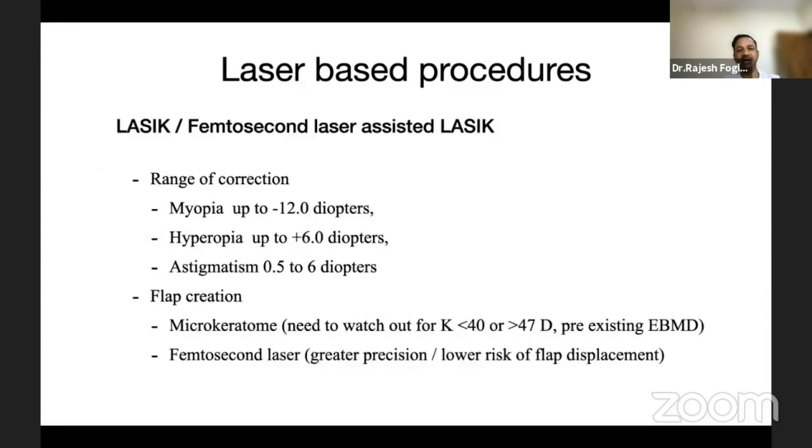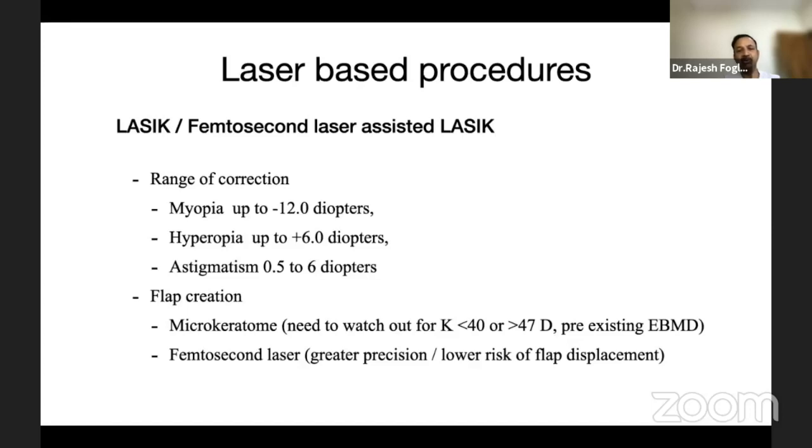LASIK is more acceptable due to the absence of pain post-operatively compared to surface ablation. It can correct a higher range, myopia up to 12 diopters, although in current clinical practice, I seldom go beyond 8 to 10 diopters, looking at the amount of residual stromal bed that is left behind and our understanding of the risk of ectasia. Hyperopia, although the laser is approved for correction up to +6 diopters.